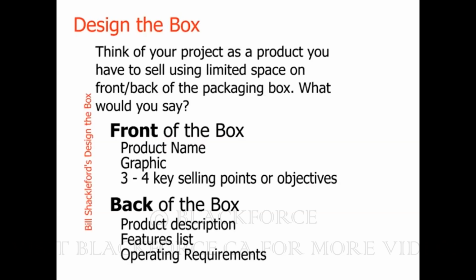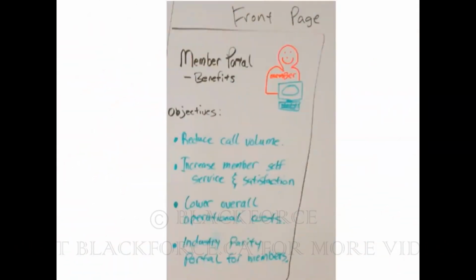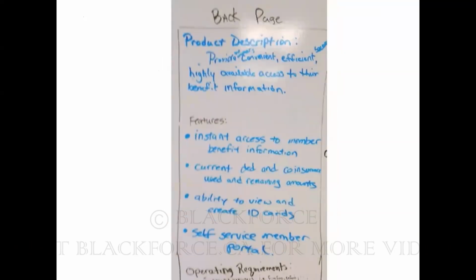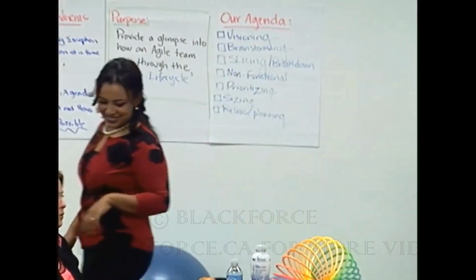I am going to show you a picture up over here real quickly of a couple of examples of other visions, so you can see a product box. So this is a front page of a member portal site that has, here's the key objectives, which is reducing call volume, increasing self-service. Notice that they're written in a way that's more value-based. Here's like sort of the objectives of the project. But then the back of the page has, here's a general description that the member portal provides convenient, efficient, highly available access to their benefit information. And then here's the features that will be delivered. So, all right, take it away.